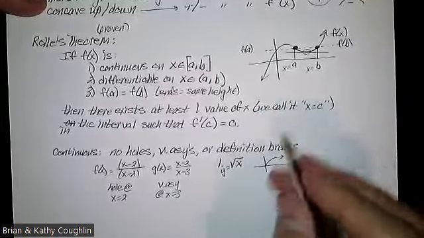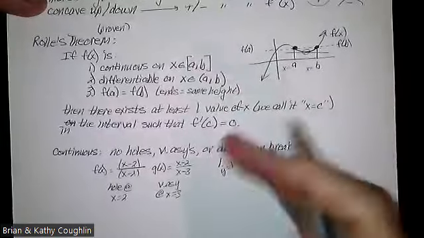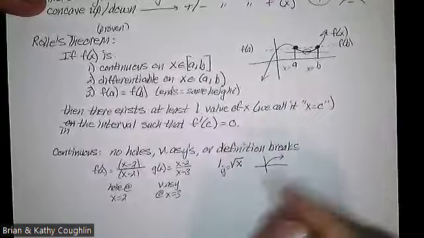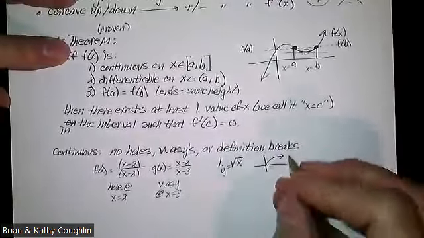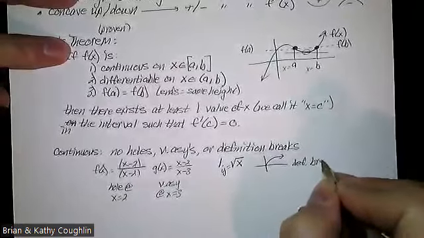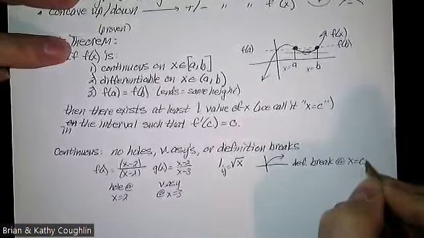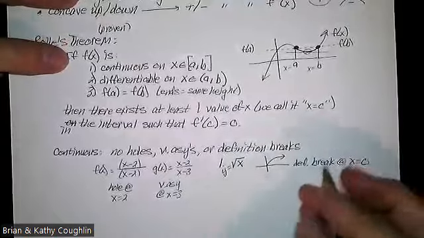A definition break basically means that the graph breaks. It either gets chopped, amputated off, or it snaps and continues somewhere else. So the first condition is if you have a radical somewhere. So I would say that there is a definition break at x equals 0 in this case, because that's just where the graph stops dead in its tracks.